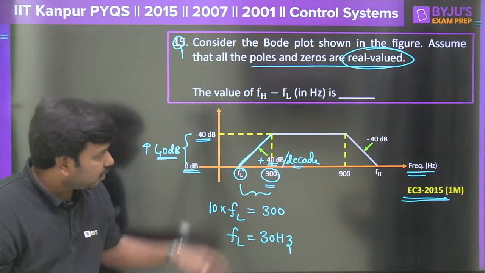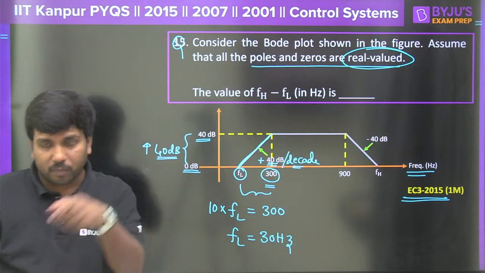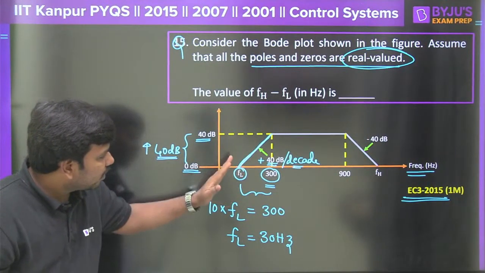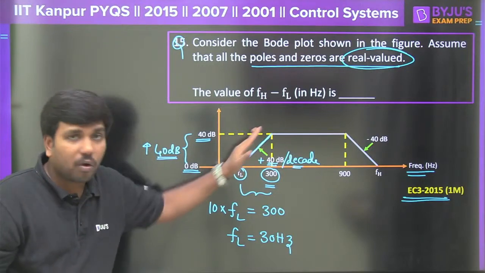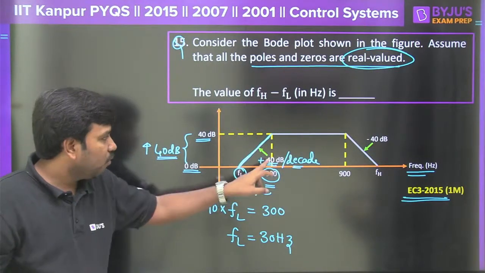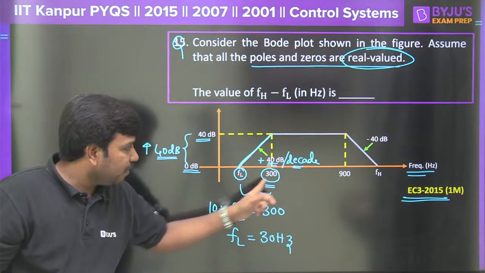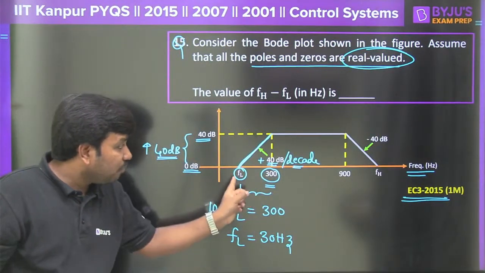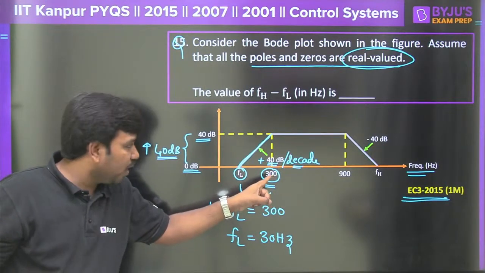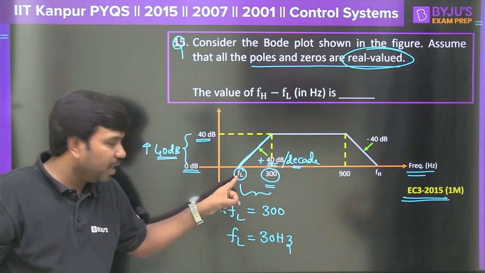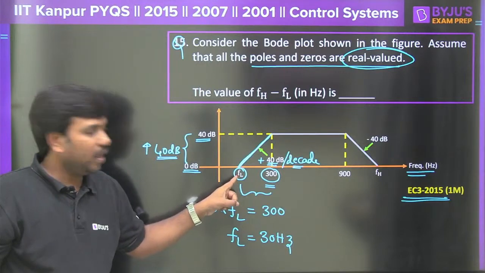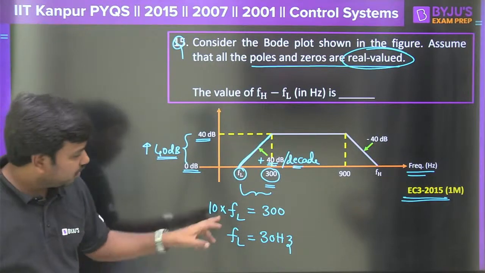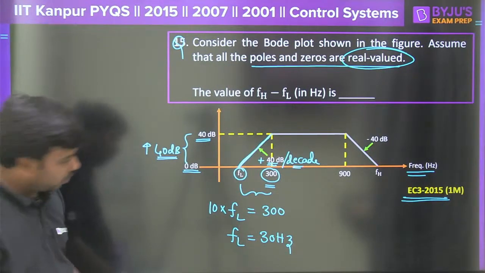So that means one is a pole and another one is a 0. Please look carefully, Jansi. So here at FL, the slope is increasing, meaning there is a possibility of having a 0 there. 40 dB per decade means when you raise the frequency 10 times, the magnitude will rise by 40 dB. After rising 10 times, you have the frequency 300. Then what should be here? 30. Then only 30 into 10 will become 300. Simple logic, correct? So FL is equal to 30 Hz.